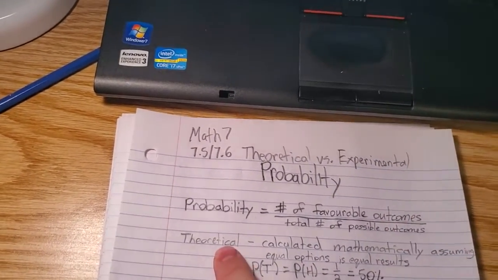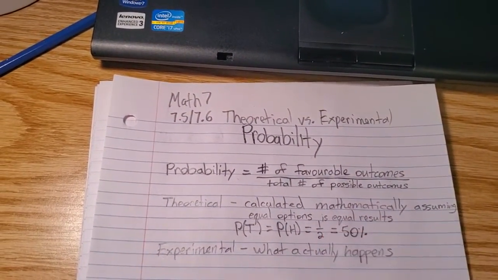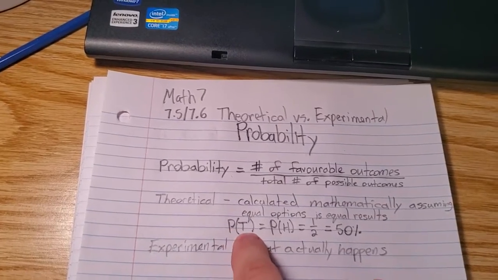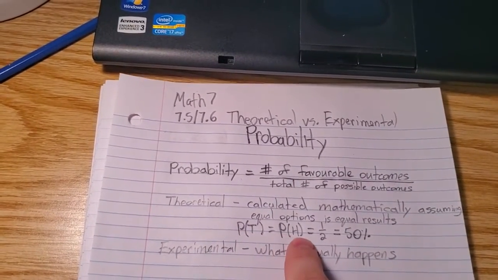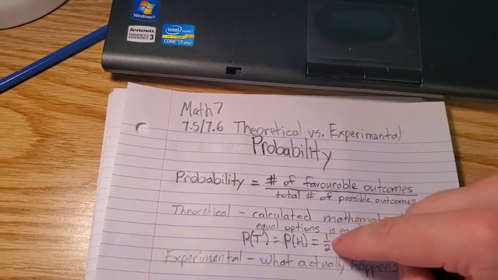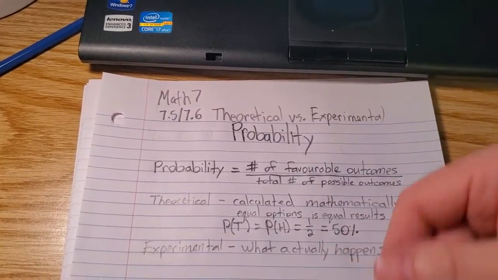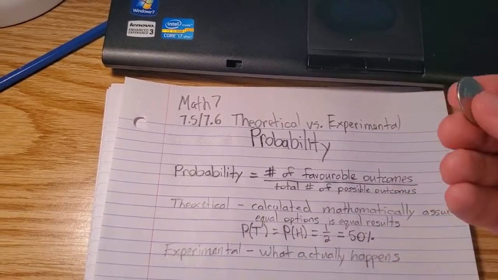The theoretical is this calculation where we take that one side and we divide it by 2. And that would be the probability of flipping tails or the probability of flipping heads. It's both the same, right? There's one side of each, and there's 2 sides. So 1 divided by 2, which is 50%. So you'd be 50% likely to flip either side.